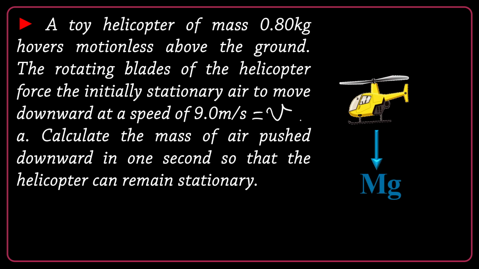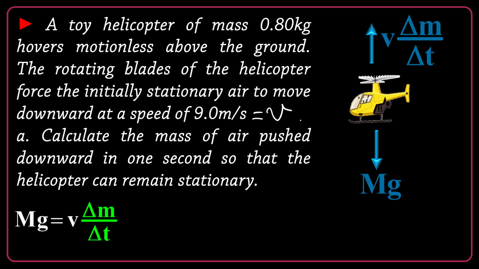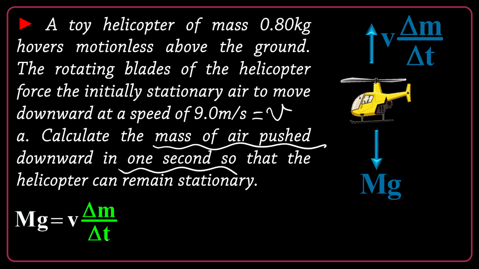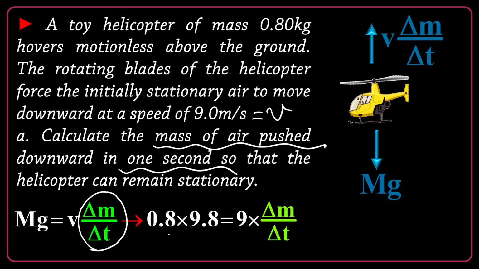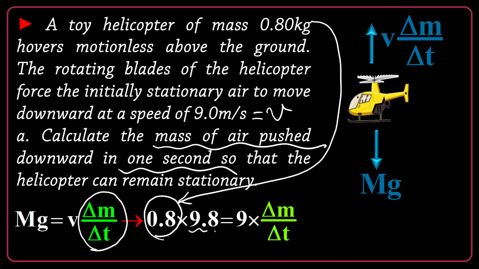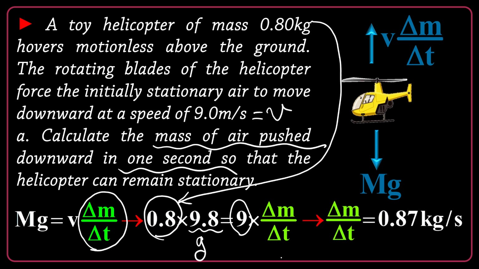Okay, let's do the same thing. mg downward, and here we have v delta m over delta t upward. We put them equal, and you know that the goal of the question is not delta m, but the mass of the air in 1 second. So I need delta m over delta t in this question. Let's plug in the values. 0.8 is the mass of the helicopter I used here. This is g. Let's take the g 9.8. 9 is the speed, as I mentioned, and then delta m over delta t is 0.87 kilogram per second.